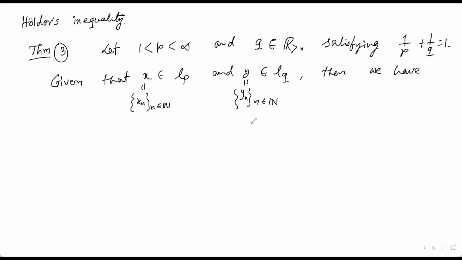then we have the summation of the absolute value of Xn times Yn, summation over n equal to 1 to infinity, is less or equal to the P norm of X times the Q norm of Y.